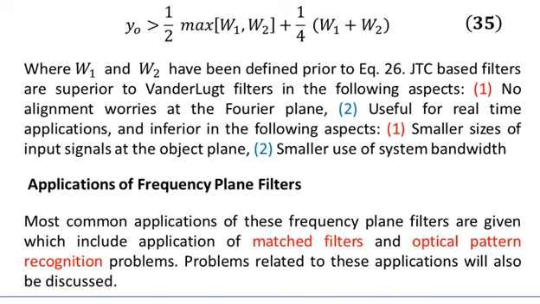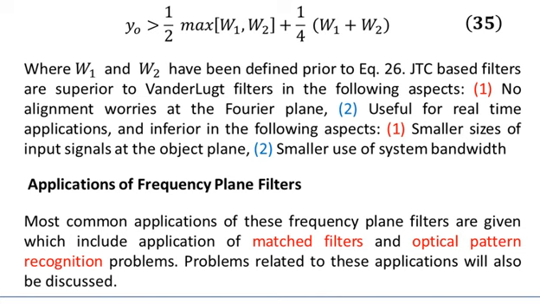You see that when we have the van der Lugt filter, the main objective was to replace the filter at the same position where it was first exposed. So that condition is not required for this filter to be placed at the Fourier transform plane. The second is that this is useful for real time applications. And what are the inferior points? This is inferior in comparison with the van der Lugt filter in the following aspects.